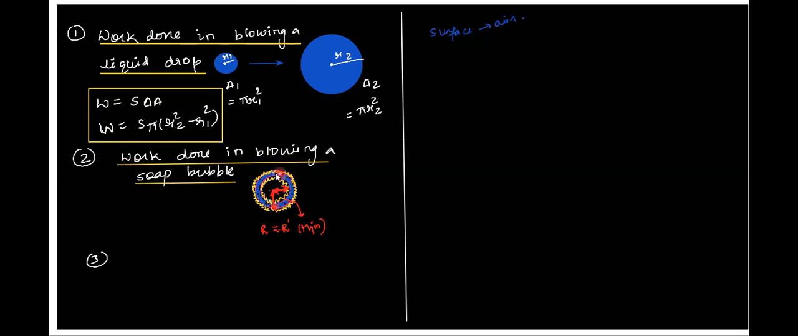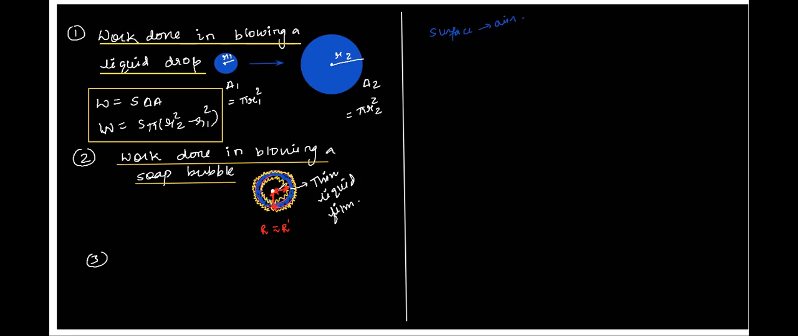Why? Because this liquid film between them is very, very thin. Is this point clear? Yes, sir. So a thin liquid film is present between two surfaces, and that thin liquid film is causing the radii to be almost equal to each other, right?